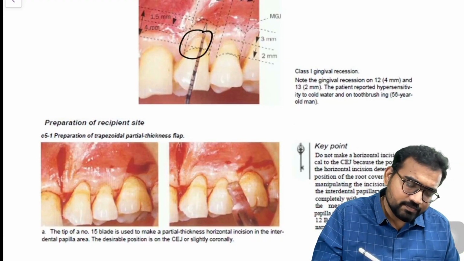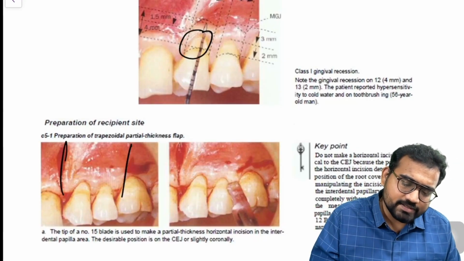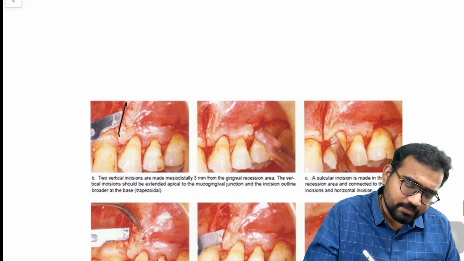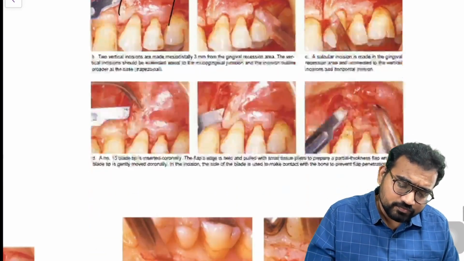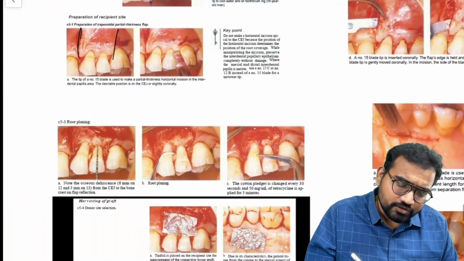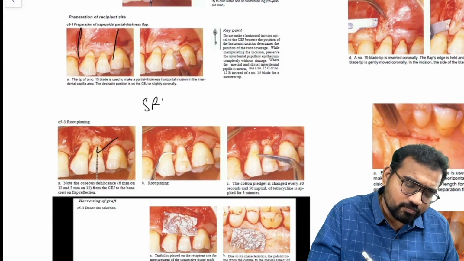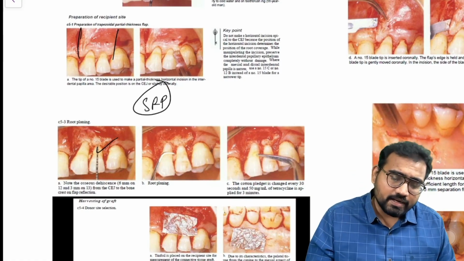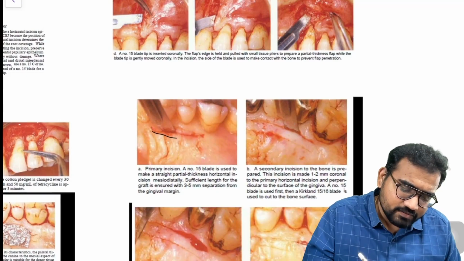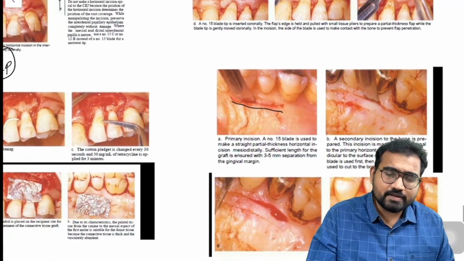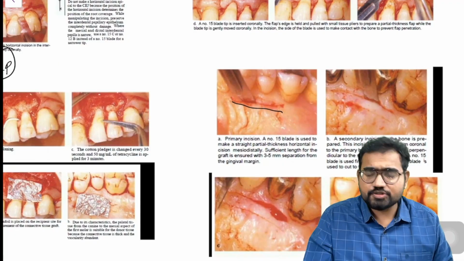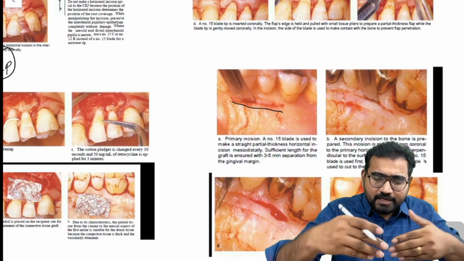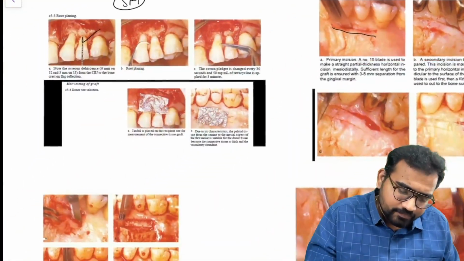So I'm measuring the recession, making two vertical releasing incisions, and raising a full thickness mucoperiosteal flap, as you can see here. Then I'm going to do a nice scaling and root planing, followed by curettage and root biomodification agents, and then I'm going to harvest from the palate. I'm giving small horizontal incisions 2 to 3 mm away from the gingival margin, and then I'm going to split the epithelium and give incisions.